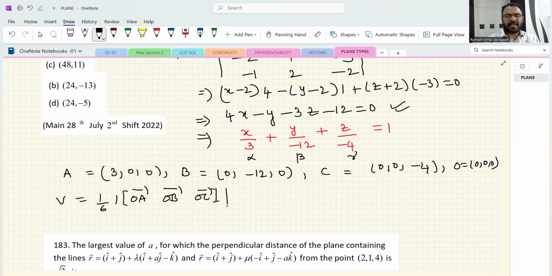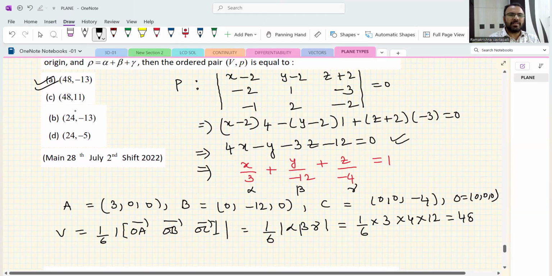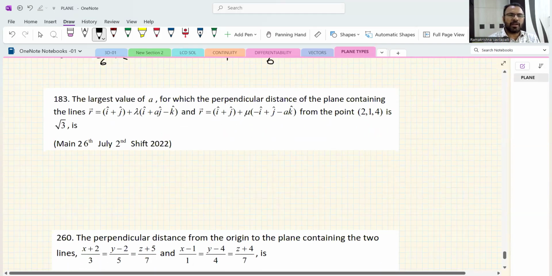This you will get directly determinant, that is nothing but 1 by 6 into modulus of x-intercept, y-intercept, z-intercept. That's equal to 1 by 6 into 3 into 4 into 12. This is equal to, you will get 48. That's it. And alpha plus beta plus gamma is minus 13. So 48 comma minus 13 is the answer. That is option A is true. And I think one more question I would like to solve.